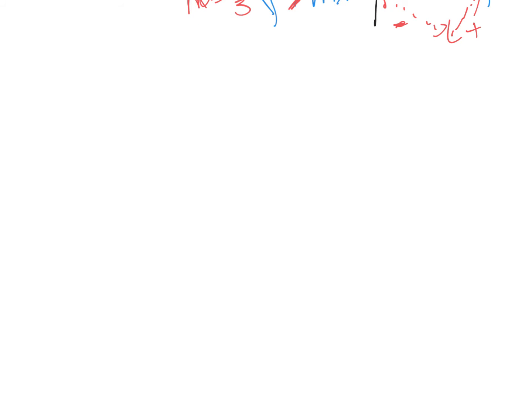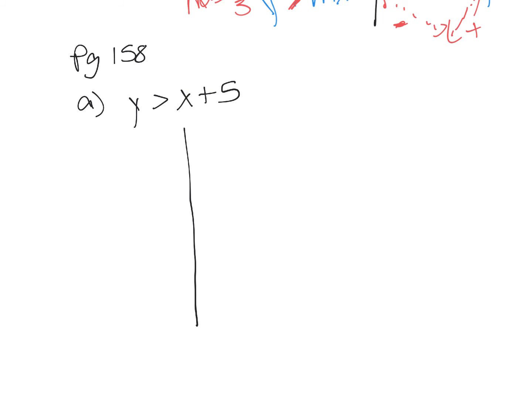I'm going to look at page 158 in your journal. So page 158 in your journal. And I'm going to do A, which is y is greater than x plus 5. Okay. And it goes by ones on your journal. So I'm just going to do that here.